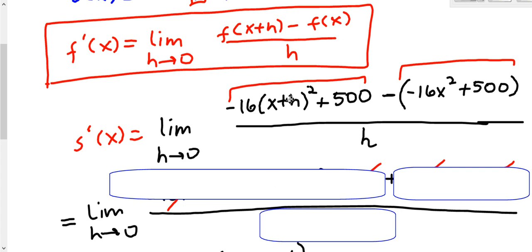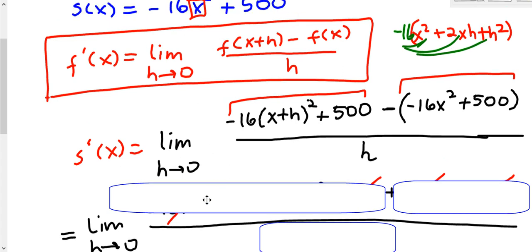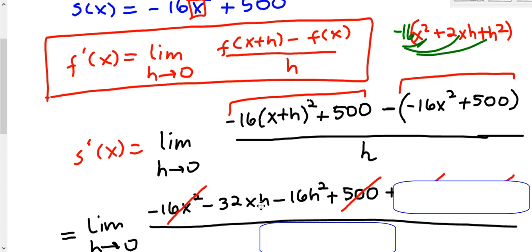Remember, (x + h) quantity squared, you're going to need to FOIL that. That will be x squared plus 2xh plus h squared. And distribute the negative 16 that is in front of it. So you distribute it one by one, and you'll get the following: negative 16x squared minus 32xh minus 16h squared.